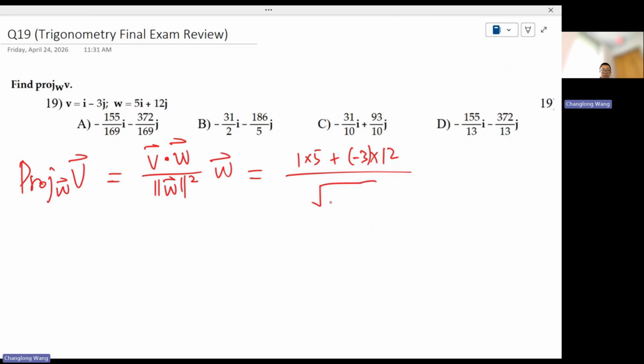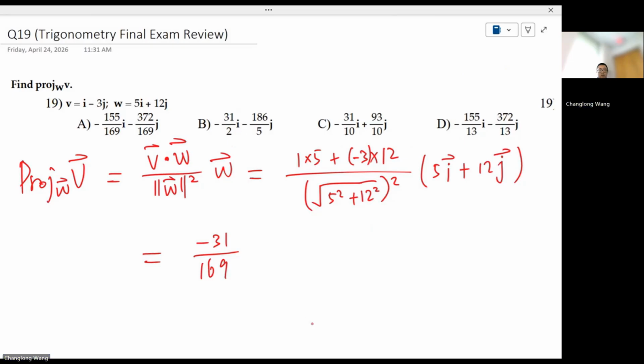So the magnitude will be the square root of the X squared of the W and the Y squared, but you need to square the magnitude. Now the W is 5i plus 12j. All right, so let's work this out. So 5 minus 36 is -31. So the square and the radical will cancel. So you get just 5 squared plus 12 squared, which will be 169.